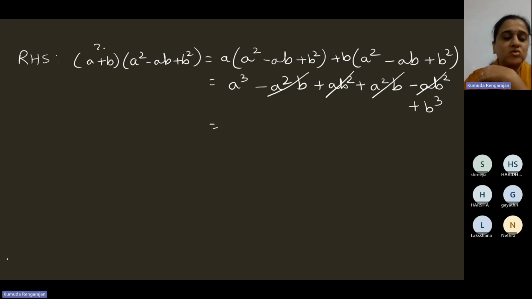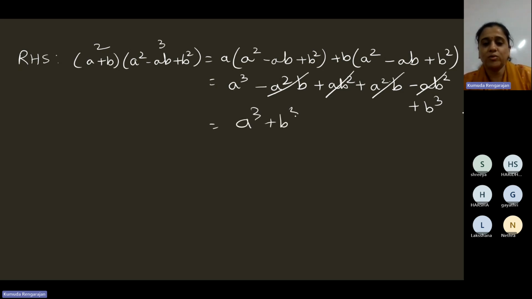So we had 6 terms. This bracket has 2 terms, this one 3 terms. So when you multiply, we got 6 terms. 1, 2, 3, 4, 5, 6 terms. Of the 6 terms, 4 terms cancelled out. And we are left with a cubed plus b cubed. See, we proved a cubed plus b cubed is equal to a plus b into a squared minus ab plus b squared.